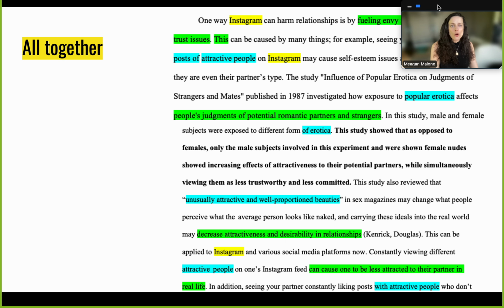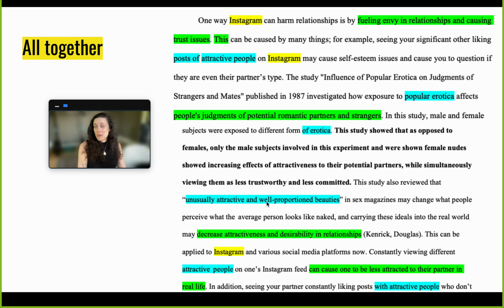So putting it all together, here's an example of a paragraph that I think does a pretty good job of introducing quotes, of having a great topic sentence, of creating logical progression of ideas. So you can study this. One way Instagram can harm relationships is by fueling envy in them and causing trust issues. And this is going to be green, and that is sort of highlighted throughout. We also have introduction of studies and quotes. The study investigated how this works, and then they give us some quotes for this. I bolded this because I think that there's room for improvement.